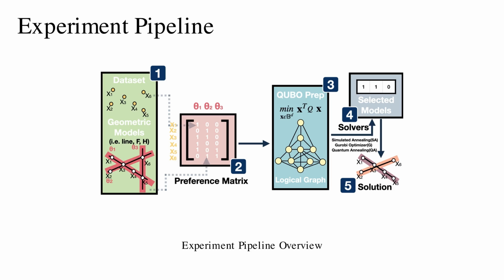The formulated QUBO is solved using a variety of solvers, including quantum annealers, simulated annealing, and Gurobi, to select the most suitable models. To refine the solution, an assignment problem is solved to maximize point coverage for the selected models. Finally, the performance of the pipeline is evaluated by calculating the misclassification error based on the final set of models.